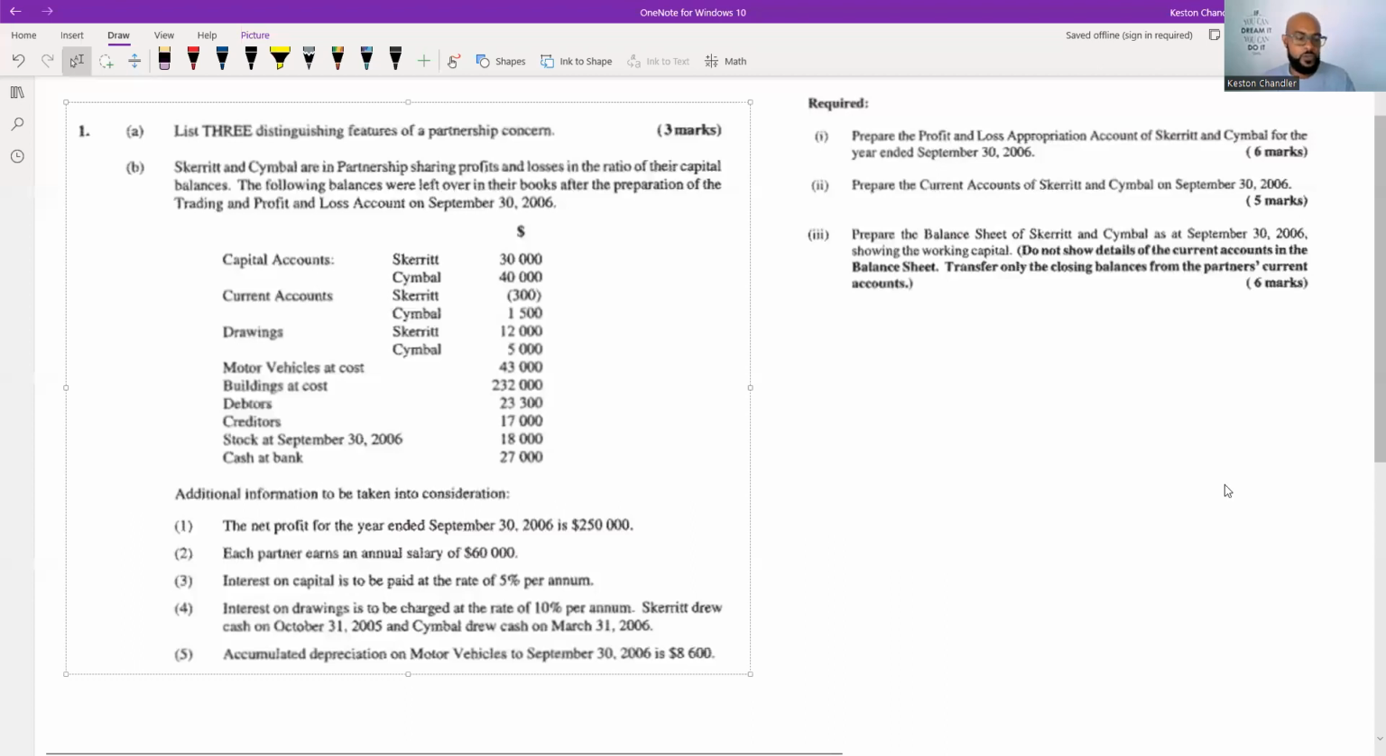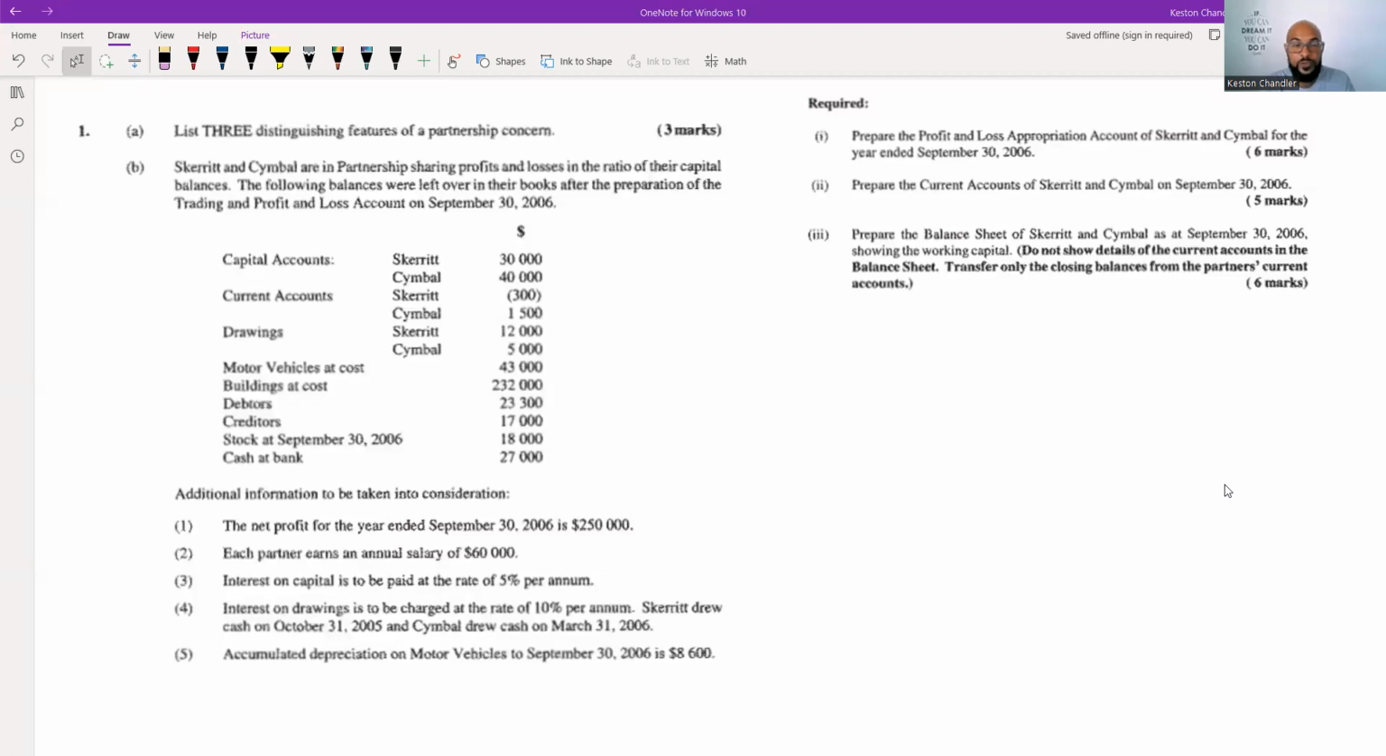Right. We're looking at another past paper question now that we've completed all of our content for partnership accounting. This question I believe is from 2007, paper 2. Yep, 2007, paper 2. So we will discuss it and then I'll give you opportunity to try to work it out on your own. The first thing is to list 3 distinguishing features of a partnership concern.